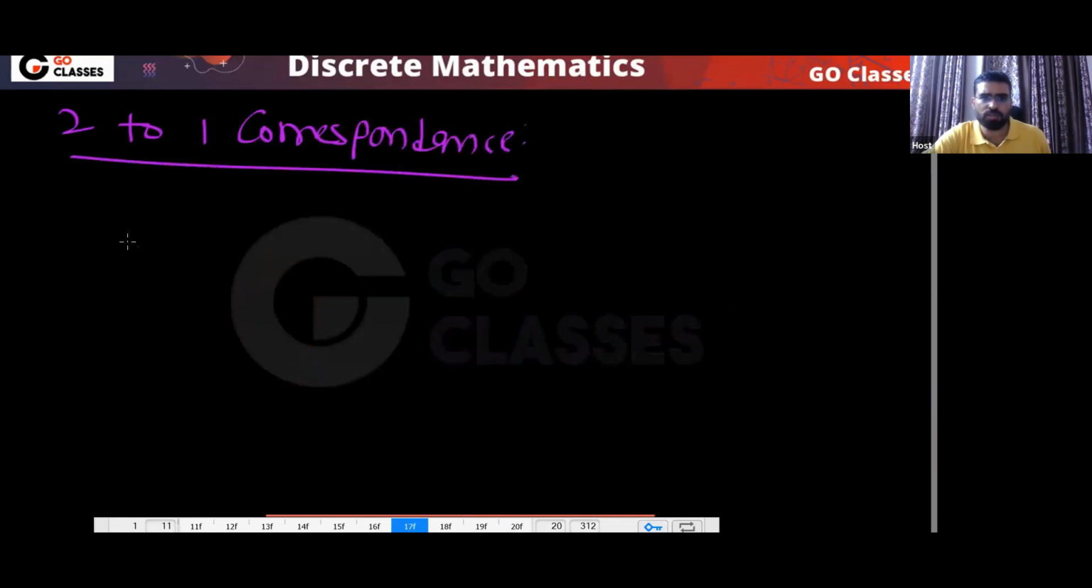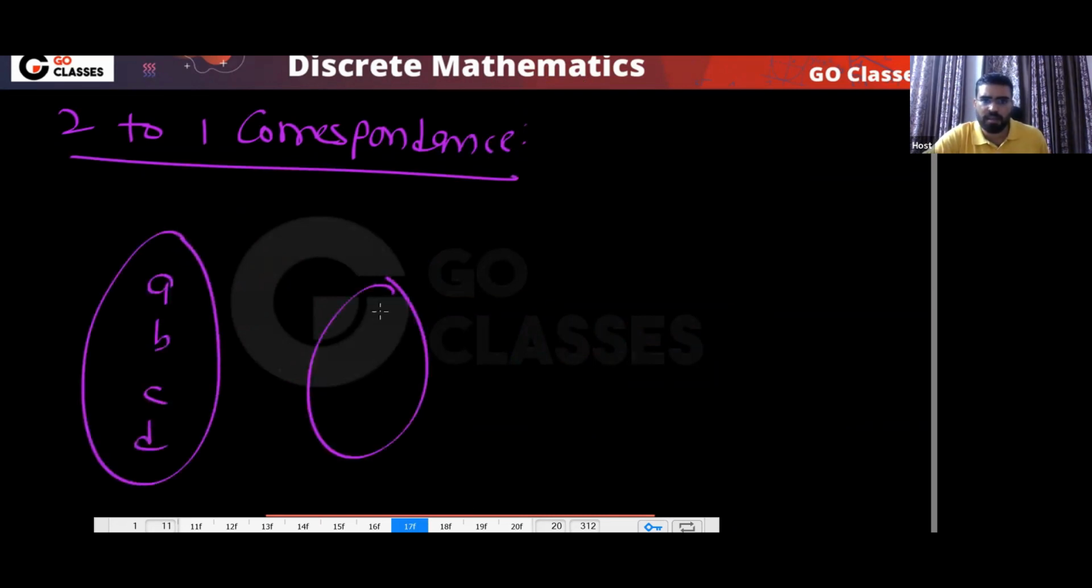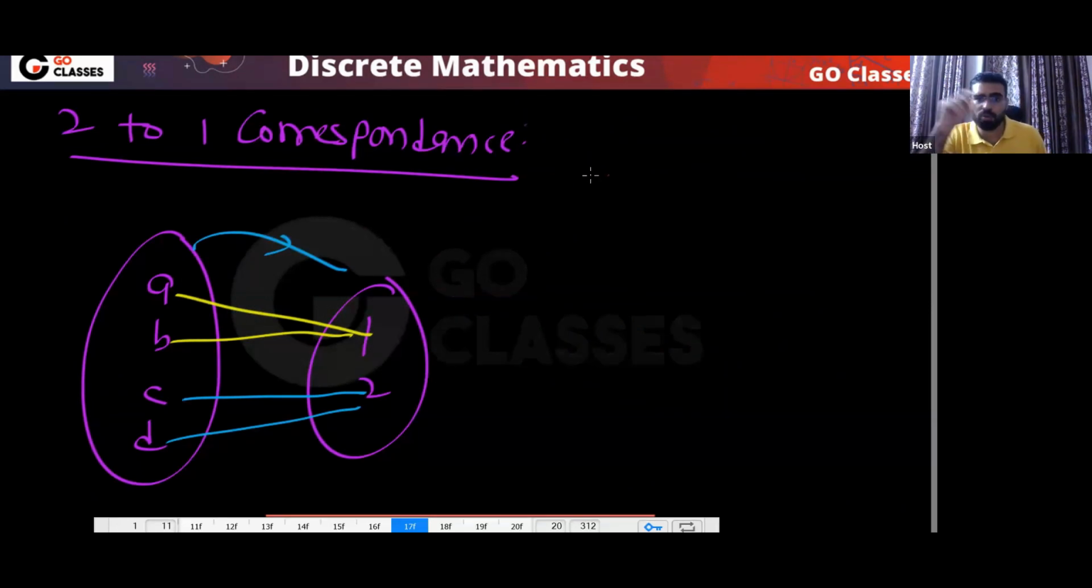K to 1 correspondence, like let me give you an example of 2 to 1 correspondence. 2 to 1 correspondence is something like this. For example, A, B, C, D, and let's assume you have 1, 2. Then this is your 2 to 1 correspondence. This type of thing is called a 2 to 1 correspondence.